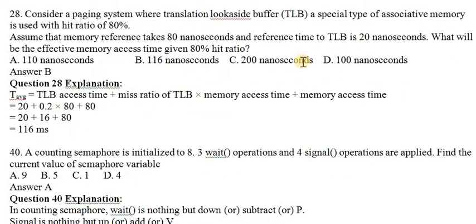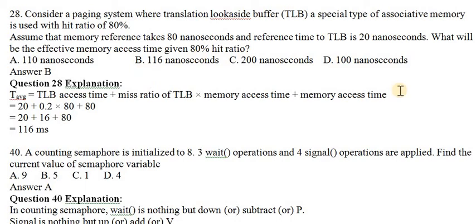Okay, so next question is, consider a paging system where translation lookaside buffer, TLB, a special type of associative memory, is used with hit ratio of 80%. Assume that memory reference takes 80 nanoseconds and reference time to TLB is 20 nanoseconds. What will be effective memory access time given 80% hit ratio? Okay, so what is this concept?